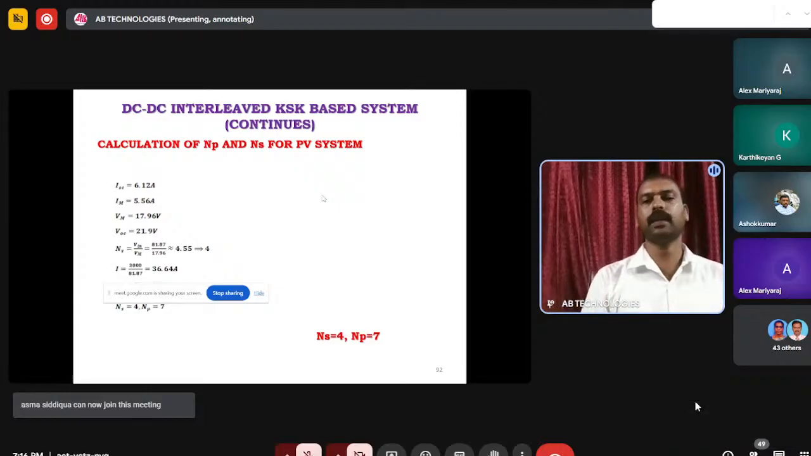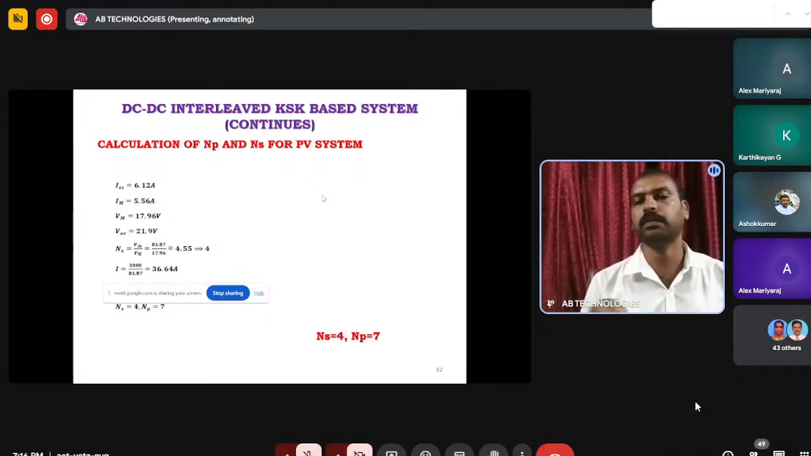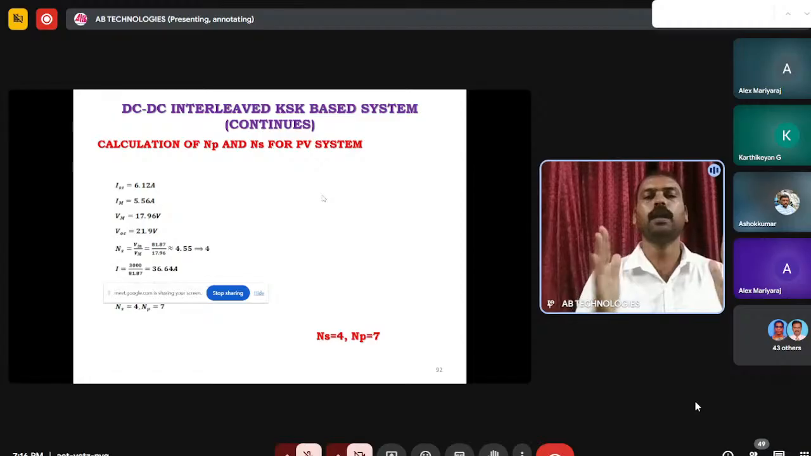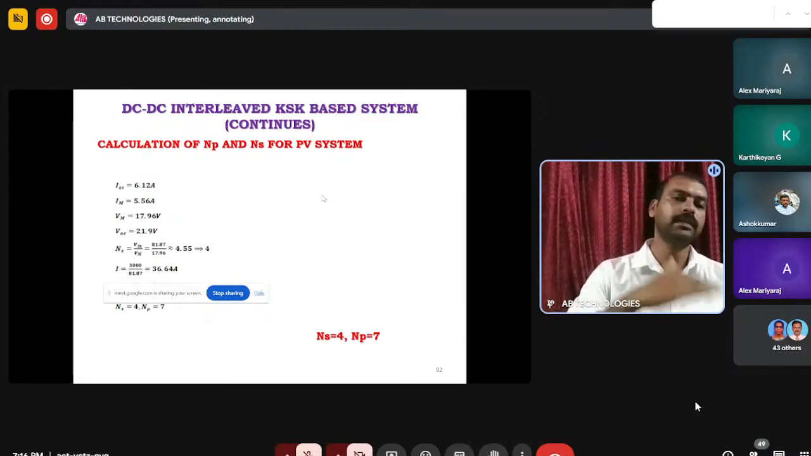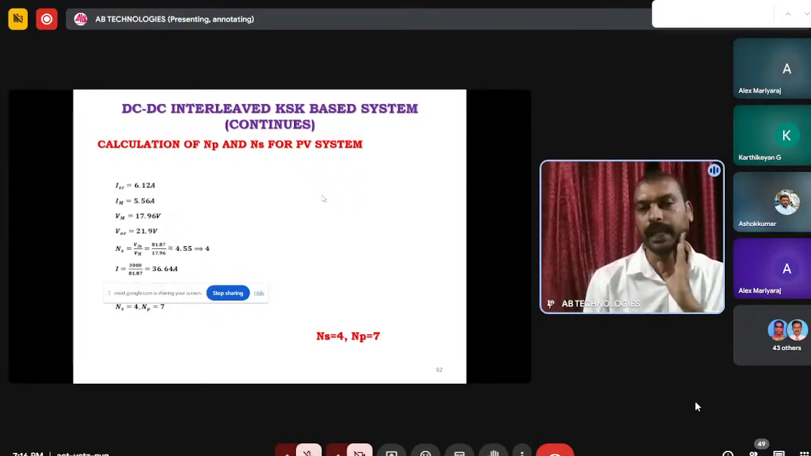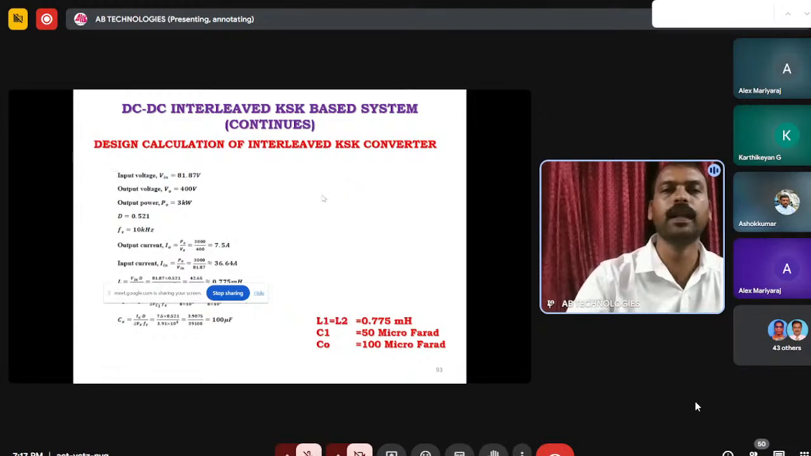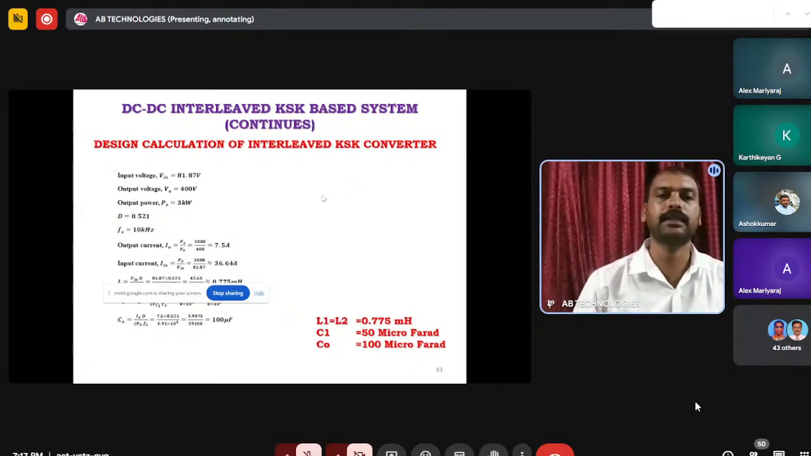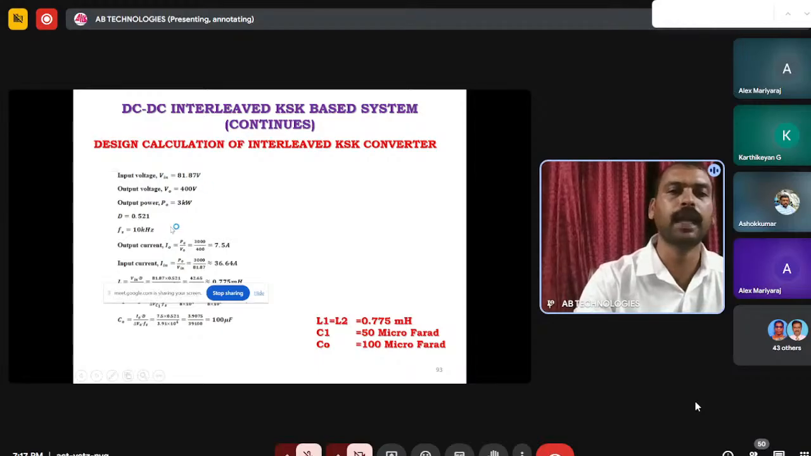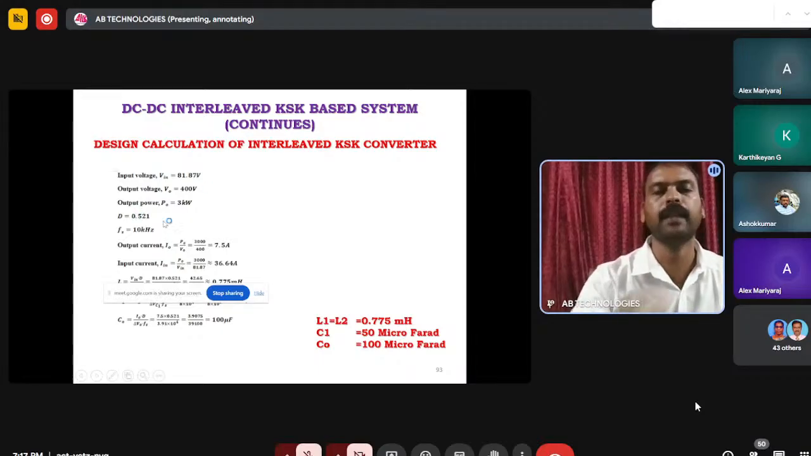So here in the interleaved KSK converter, I have connected 4 sets of solar panels in series and 7 sets of panels connected in parallel. That means 4 panels are connected in series, and there are 7 such sets. So compared to NS, NP is high. And for maintaining a 400 volt output, the input I assigned here is 81.87 volt and the duty cycle is 0.521.